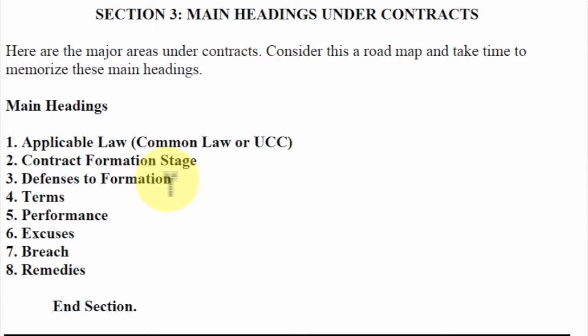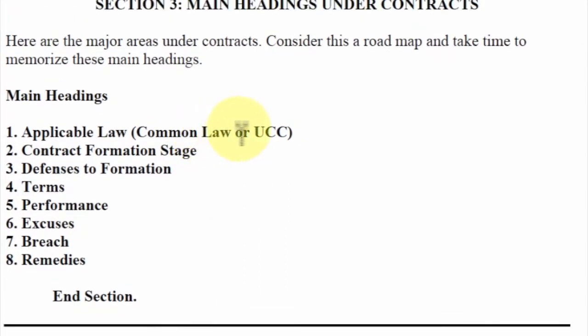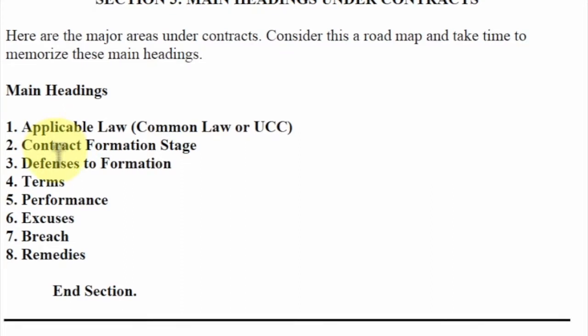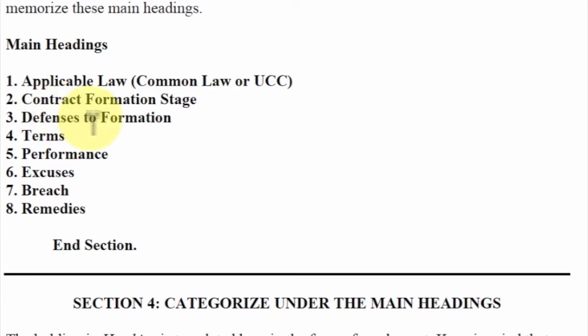Because when you take the exam for contracts, you will have to discuss many of these main headings. Applicable law: are you under the common law or the Uniform Commercial Code? Right now, this is the first case we're discussing. This might not mean a whole lot, but just keep it in mind because we are going to see it again. And then, of course, the contract formation stage and defenses to formation. Again, these headings might not mean very much at this point, but we are going to get to it. In fact, today we're going to focus on one of these.